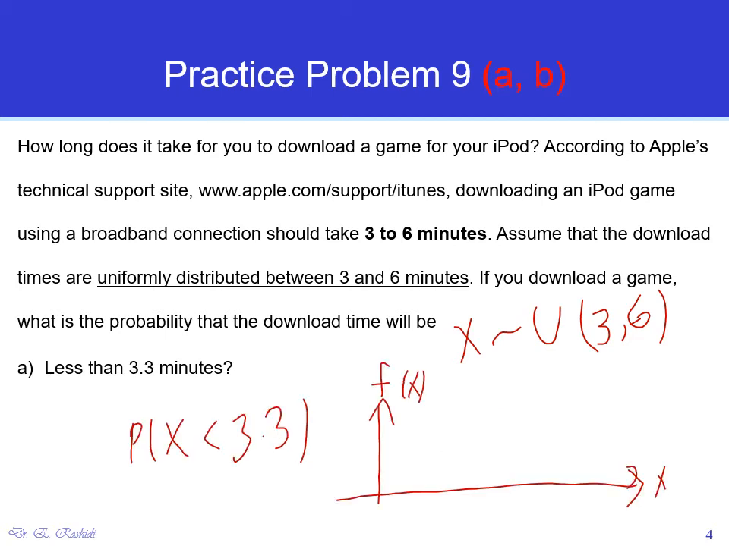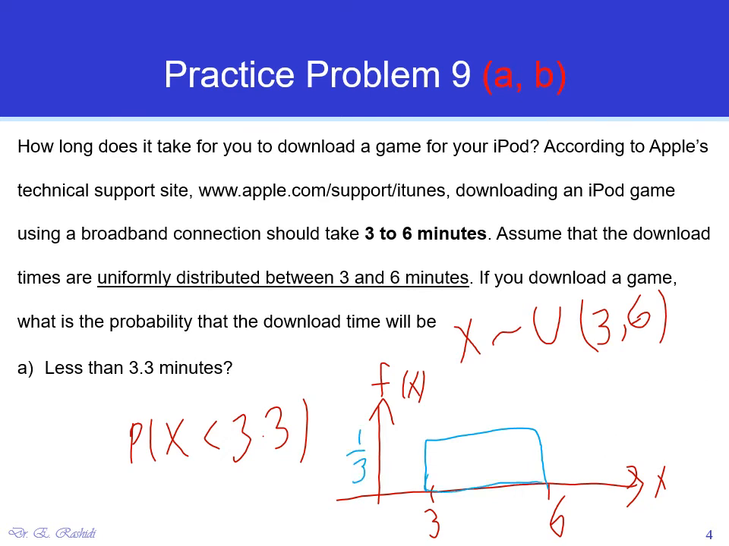So this is the plot of the distribution between 3 and 6. Suppose 3 is here and 6 is here. Then suppose this is going to be our rectangle, and the height of this rectangle is 1/(b minus a), which is f of x equal to 1/(6 minus 3), which is 1/3. So the height here is 1/3.